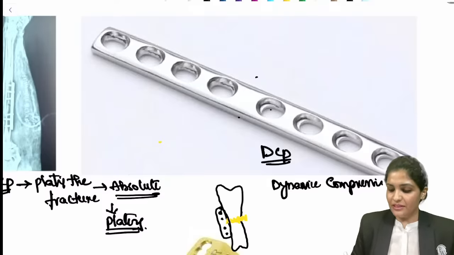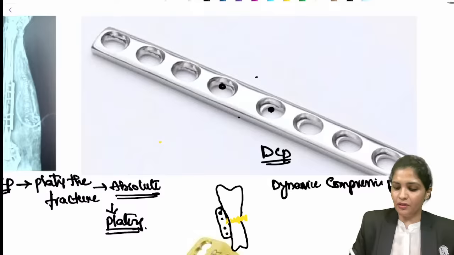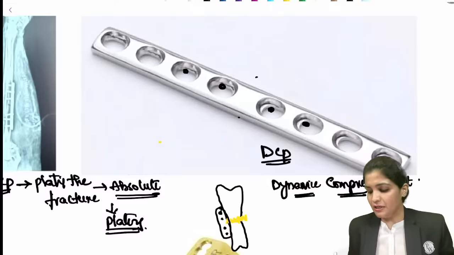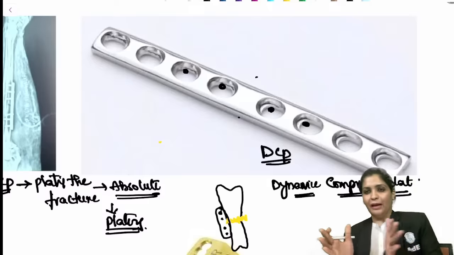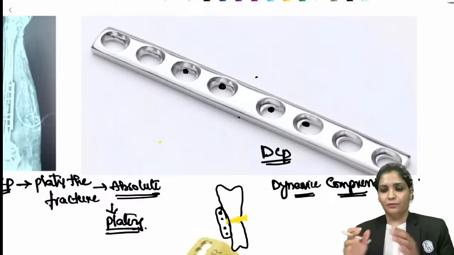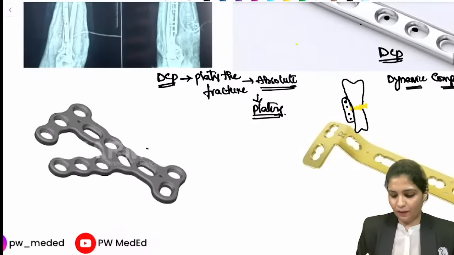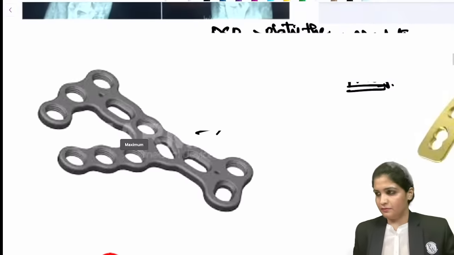fracture side, and you fix the fracture with the screws on the opposite side, and when you tighten the screws it will compress the fracture, hence it is called dynamic compression plate. So the compression will happen over the fracture side with the tightening of the screws, hence it is called DCP, the dynamic compression plate.